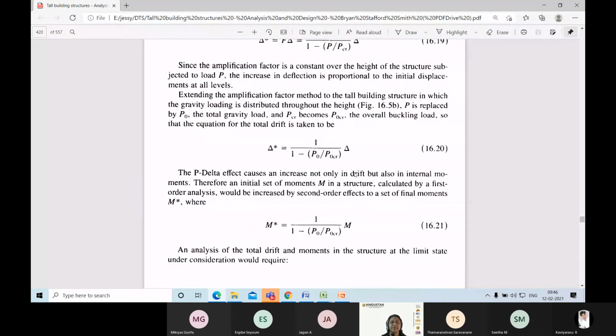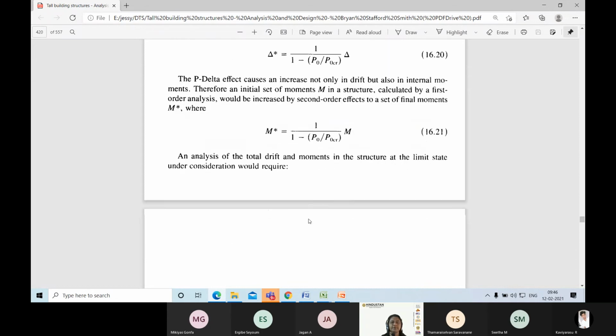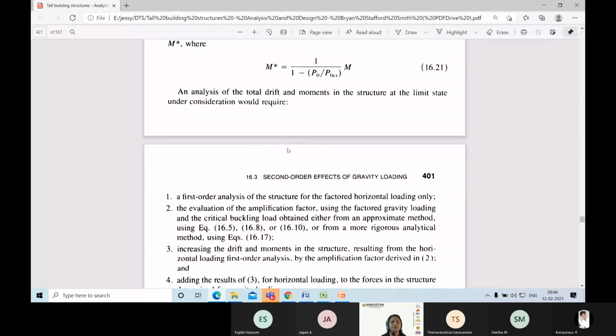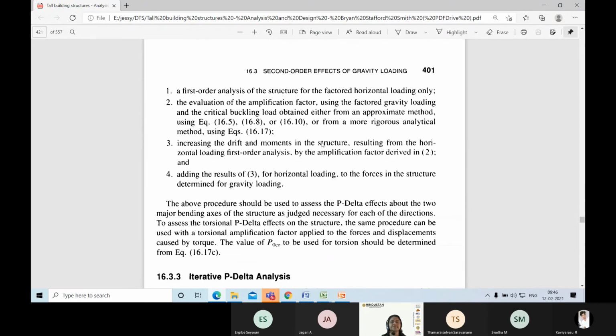Similarly, it will affect the moment also. So there too you can apply the amplification factor, multiplying it with the moment. So the analysis of total drift and moments in the structure at the limit state under consideration would require these steps. First, initially, a first order analysis of the structure for the factored horizontal loading only.